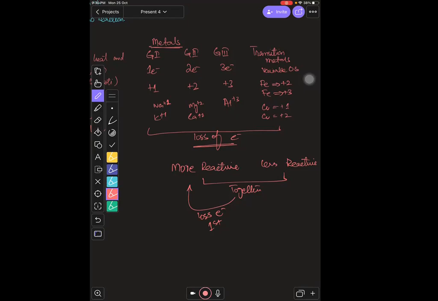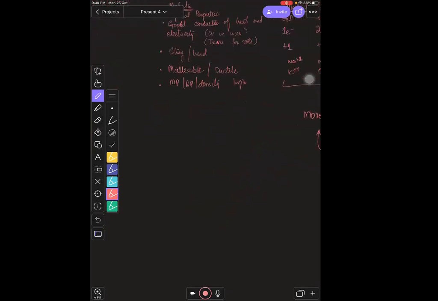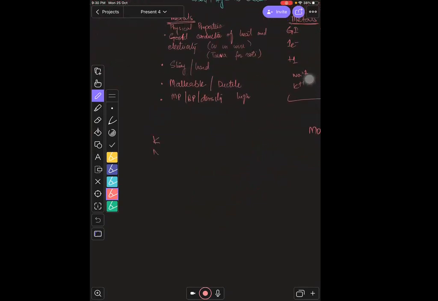Yes. Now a few more important properties that you need to remember: potassium and sodium, or you can say the group 1 metals, are soft. They are soft metals. They have extremely low melting point, boiling point, and density. You need to remember this. They are so soft that they can even be cut by a knife.